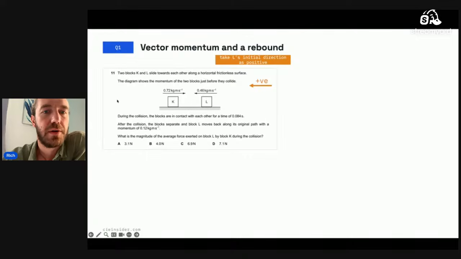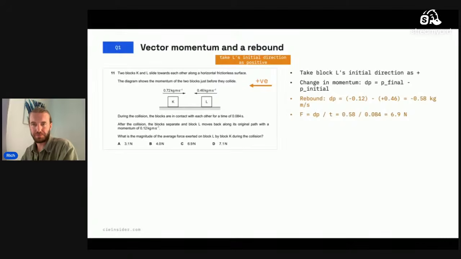Okay, so it says during the collision, the blocks are in contact with each other for a time of 0.084 seconds, and we've obviously got the momentums of the blocks. K is moving to the right with 0.72 kilogram meters per second, and L is to the left with 0.46 kilogram meters per second. So it says after the collision, the blocks separate, and block L moves back along its original path with a momentum of 0.12 kilogram meters per second. If it is going back along its original path, that tells me it's in the opposite direction. And if we're saying to the left is positive, this 0.12 kilogram meters per second is actually going to be negative.